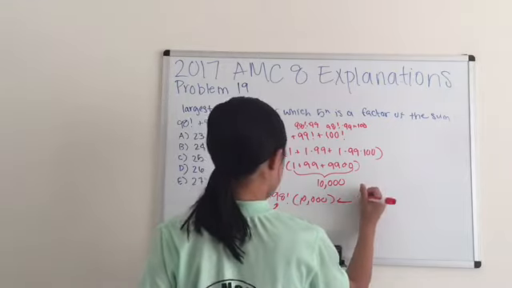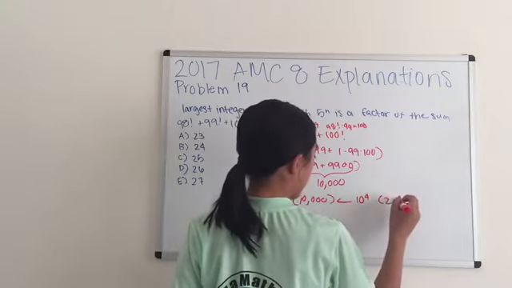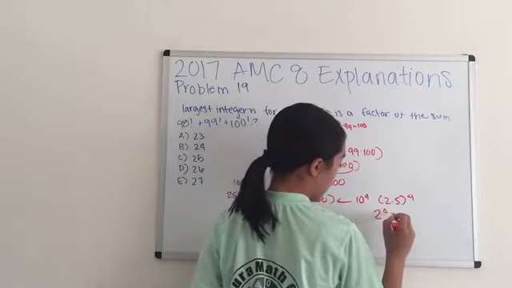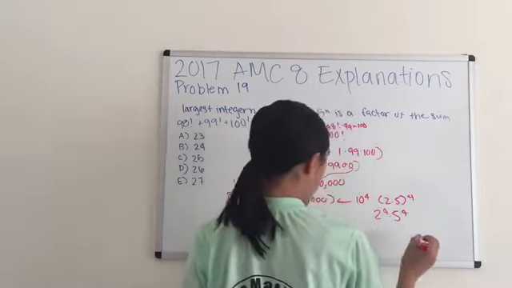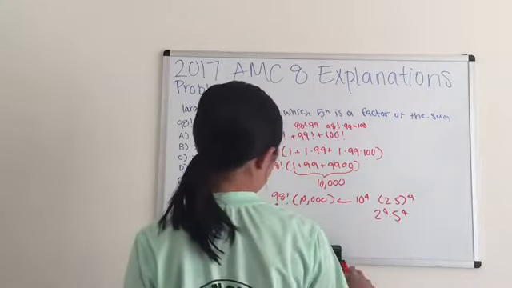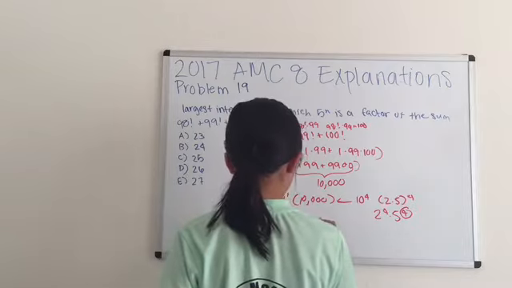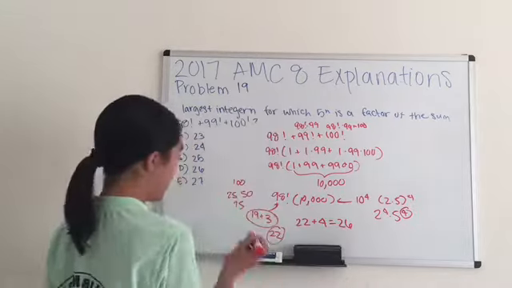So 10,000 can easily become 10 to the power of 4, which is basically 2 times 5 to the power of 4. So if we simplify this, we get 2 to the power of 4 times 5 to the power of 4, which means there are 4 5s in 10,000. So we take this 4 and add it to 22, which makes 26 5s in total, which is letter D.